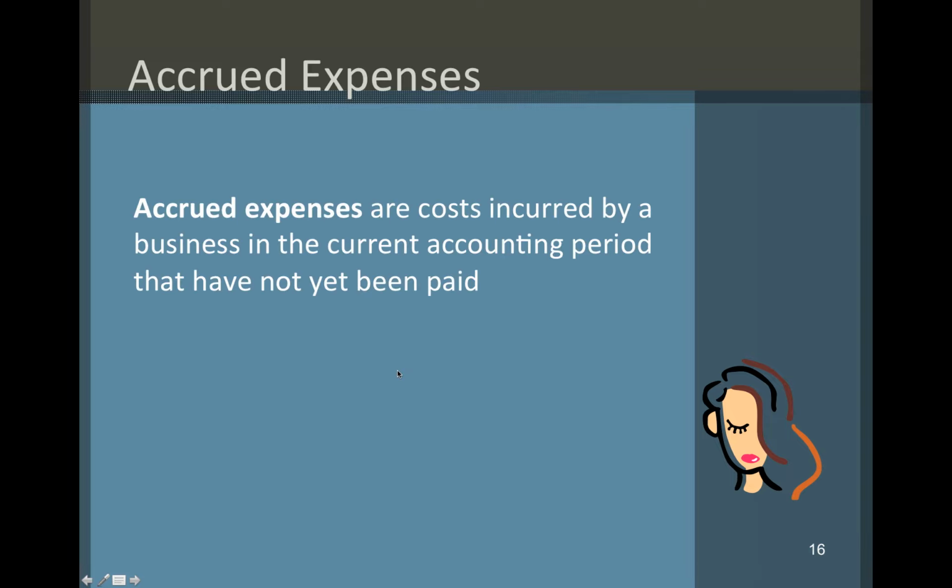Okay, so now we're going to move on to accrued expenses. Accrued expenses are the opposite to prepaid expenses. With prepaid expenses, we've had the situation where we've paid for an expense in advance. So at the end of the accounting period, the expense needs to be decreased by the prepaid amount.